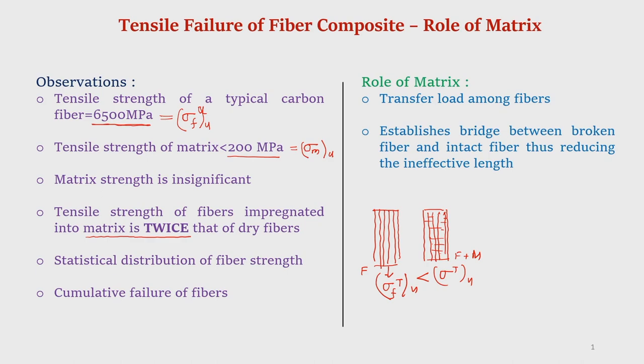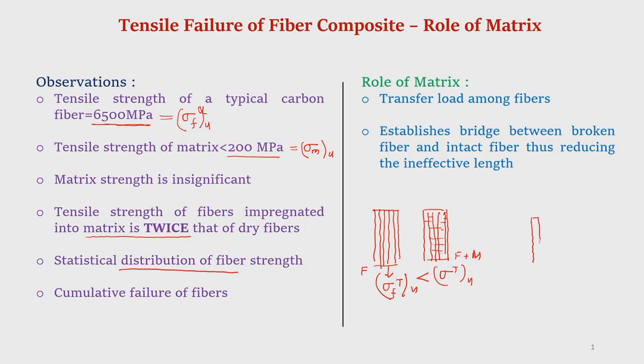So, why does it happen? The reason was attributed to the statistical distribution of fiber strength. That means, in all these mechanics of material approach, we have assumed, if you remember, that fibers are of uniform shape, uniform size, uniform strength and uniform moduli, but actually the strengths are statistically distributed. As a result of that, it is unlikely that all the fibers will fail at the same time. Suppose the weakest fiber actually breaks earlier.